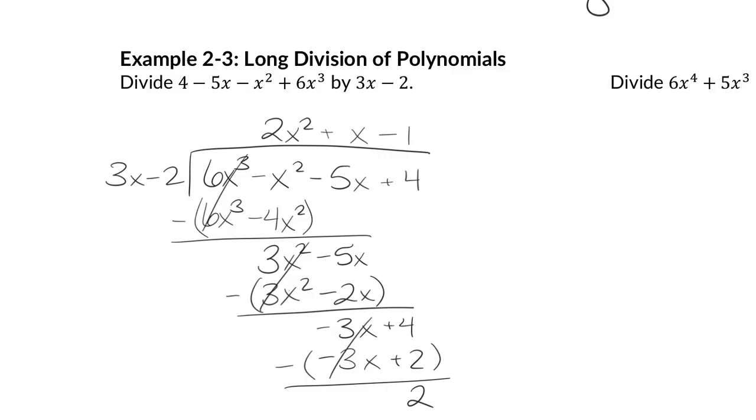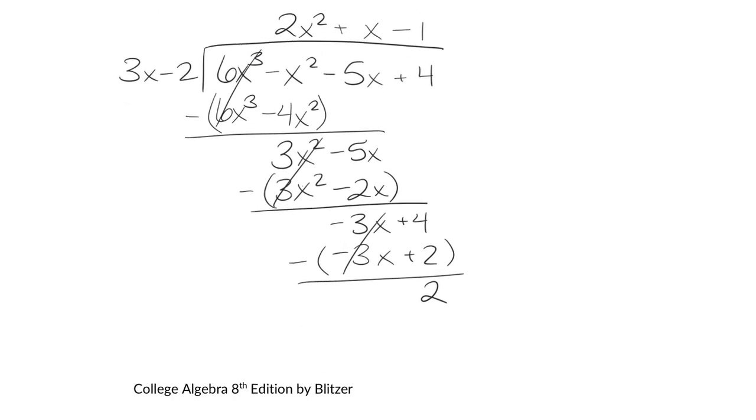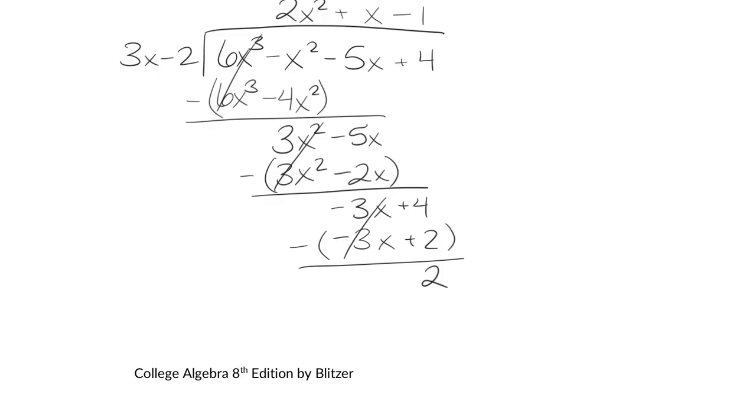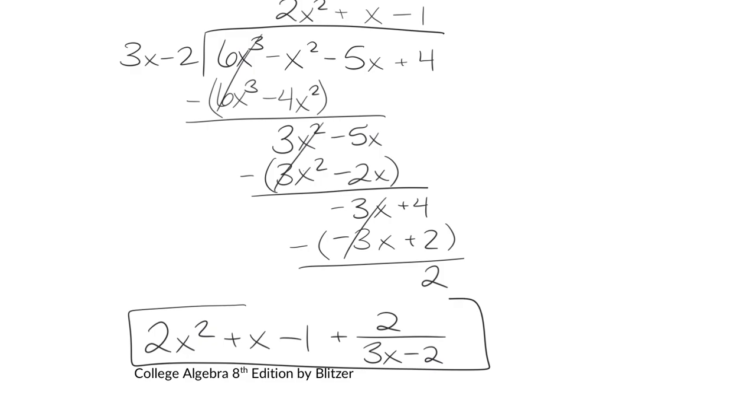Since there's nothing else to bring down, and because this remainder is a smaller degree than my divisor, this has no x's at all, we are done and we can write our answer, our quotient. Our quotient would be 2x squared plus x minus 1 plus the remainder 2 over the divisor 3x minus 2. So we have our quotient that comes from the top of the long division box, our remainder, and our divisor.